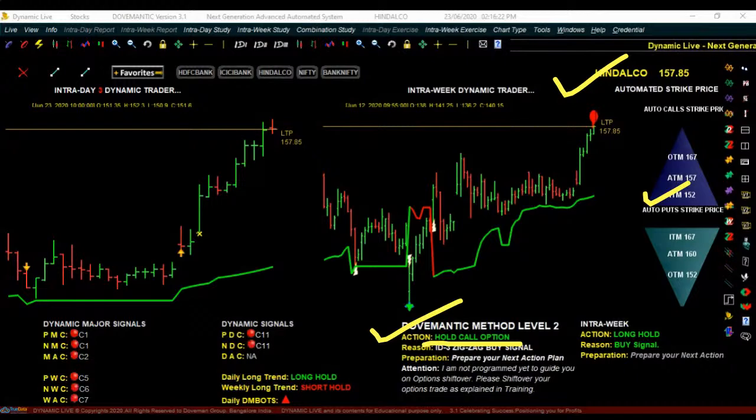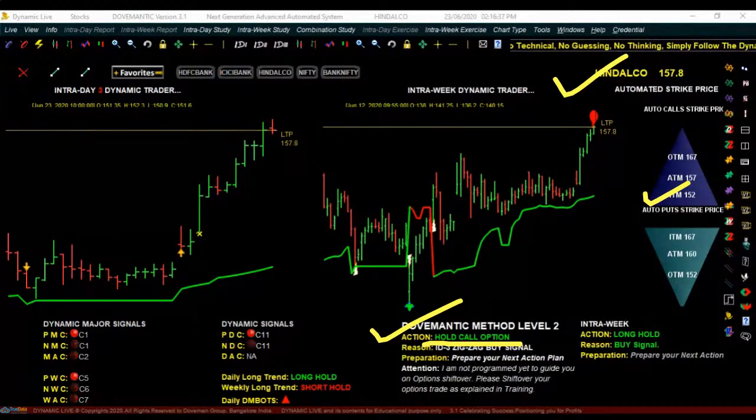Now for you to make a phone call and convey this message over the phone, how much time is it going to take? It is a matter of 20-30 seconds, isn't it? Using 30 seconds you make a call, you tell them Hindalco buy call option now 152 strike price.